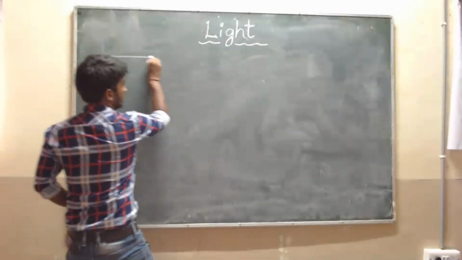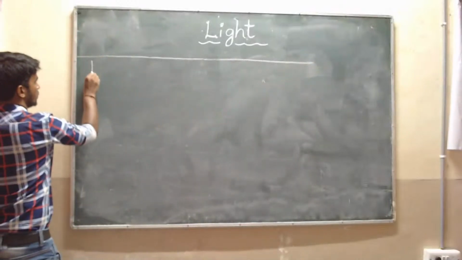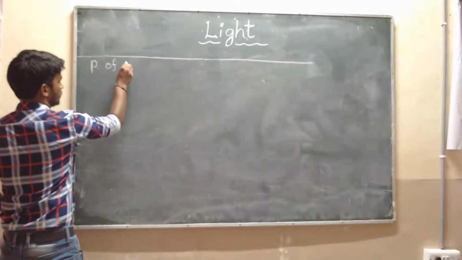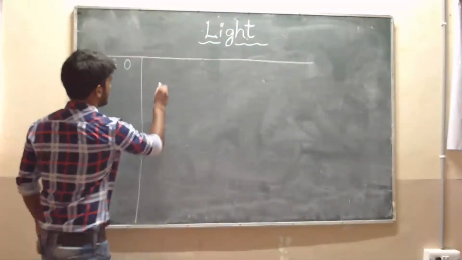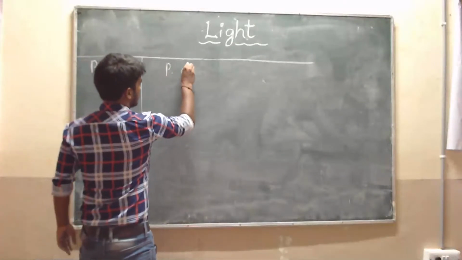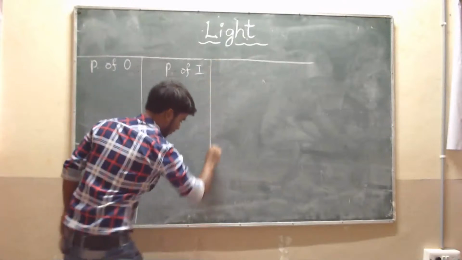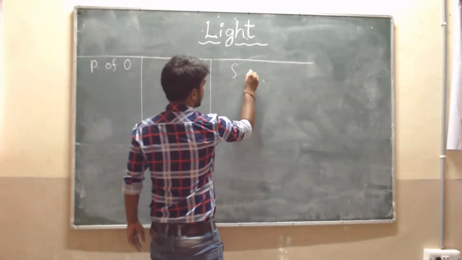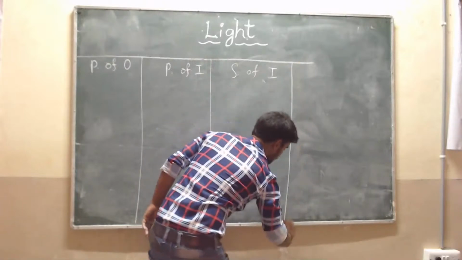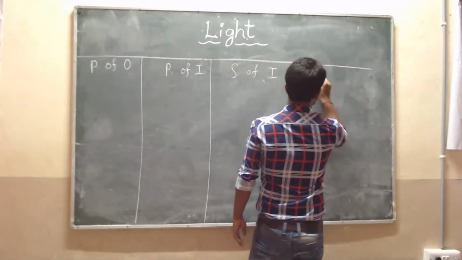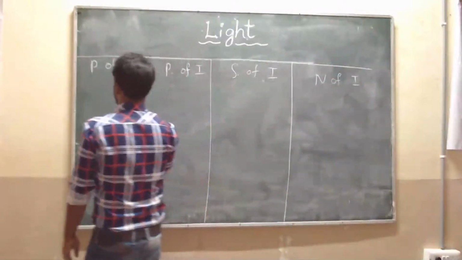Next one, table. First one, position of the object, then position of the image, then size of the image, then nature of the image.